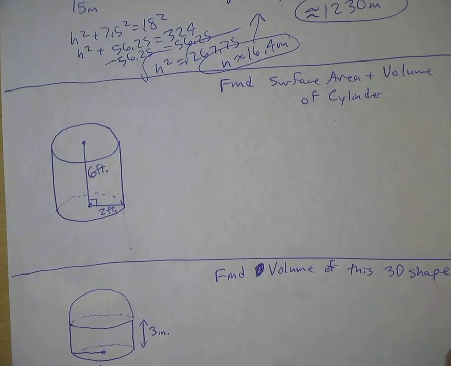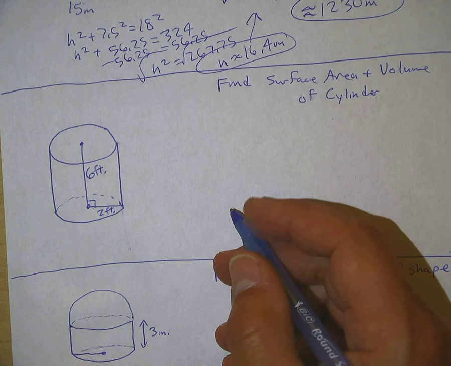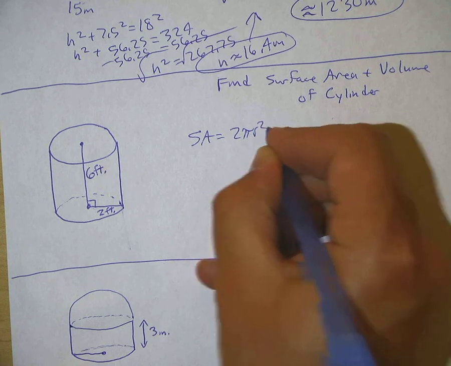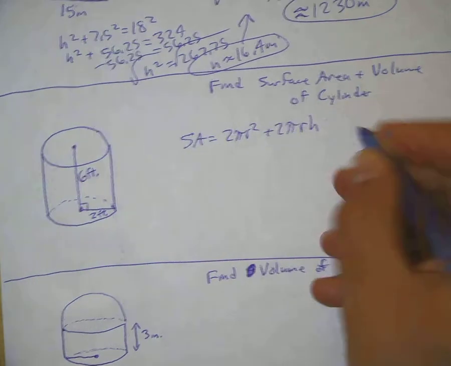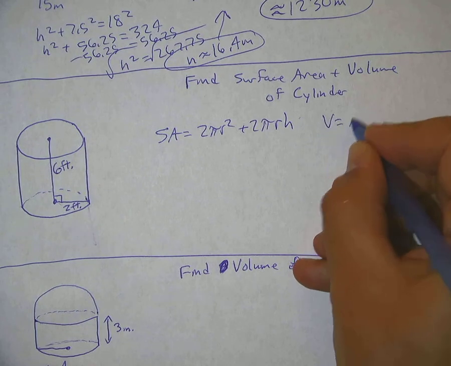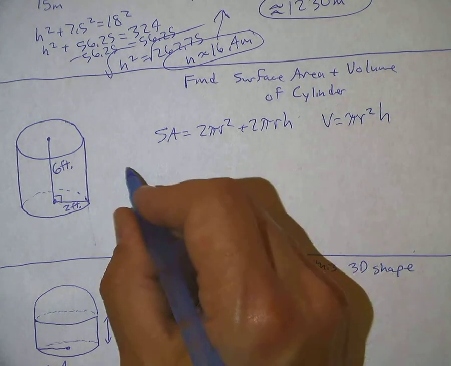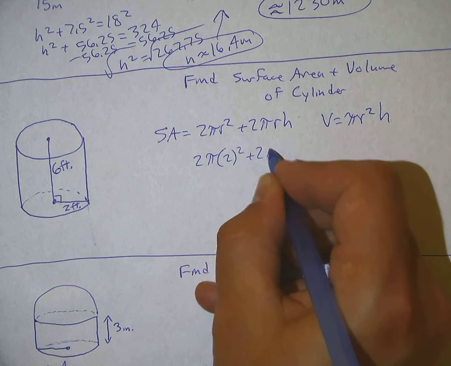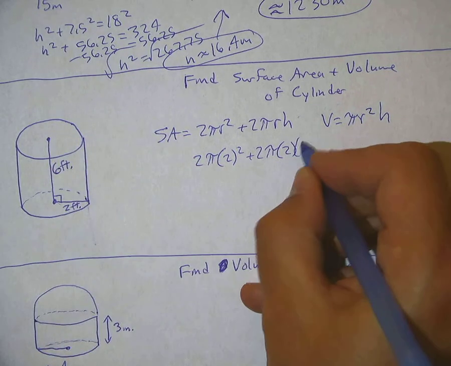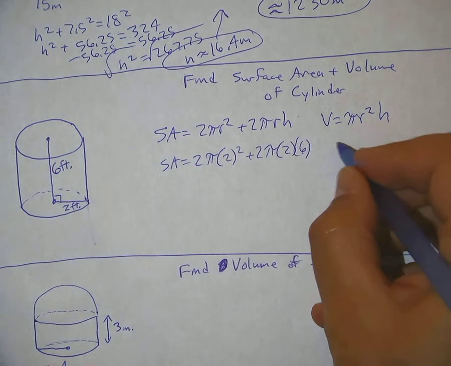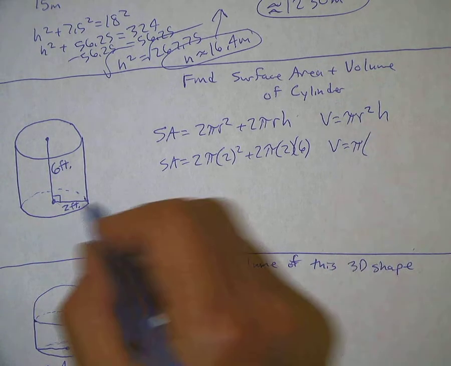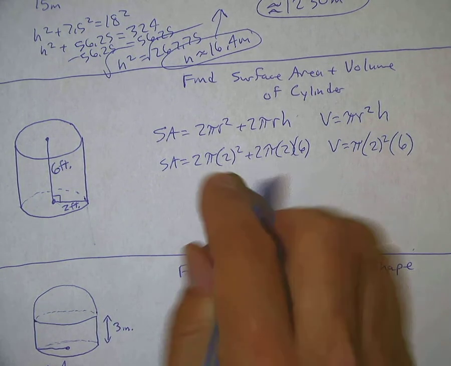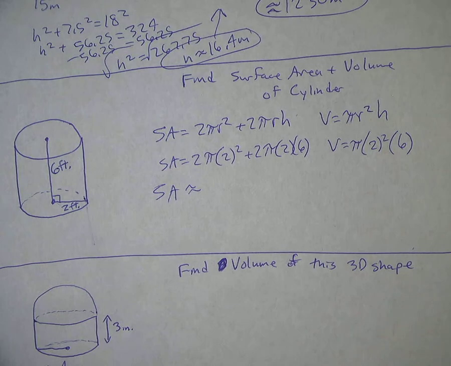Okay, let's go on to surface area and volume of a cylinder. This one is much easier, I think. Surface area is going to be 2πr² plus 2πrh. And the volume is going to be πr² times height. Here my radius is 2, so I put the 2 in for r. The height is 6. That's surface area. For volume, the radius again is 2 and the height is 6. So I'll put this in my calculator first.